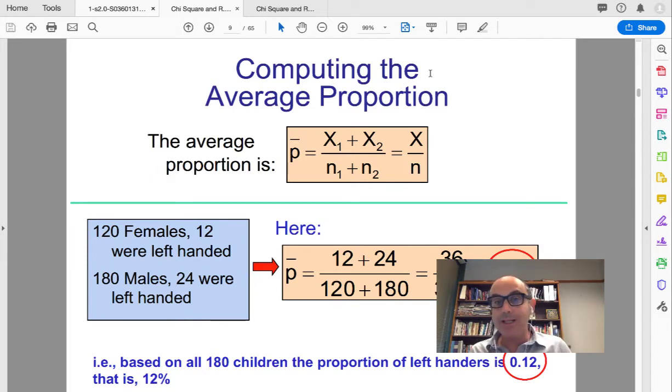The average proportion is usually x1 plus x2 divided by n1 plus n2, which is basically equal to x divided by n. In this case, if there are 12 females and 24 left-handed, we add them together and divide by 300, which gives the overall proportion, equal to 0.112. And based on all 180 children, the proportion left-handed is 0.2.